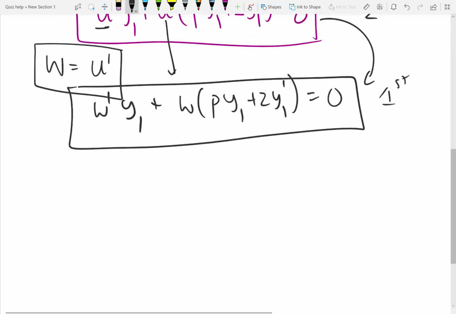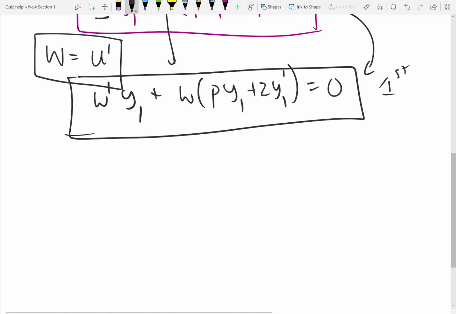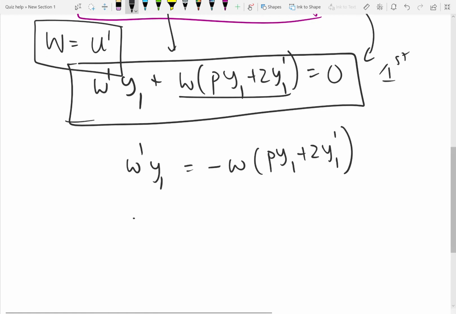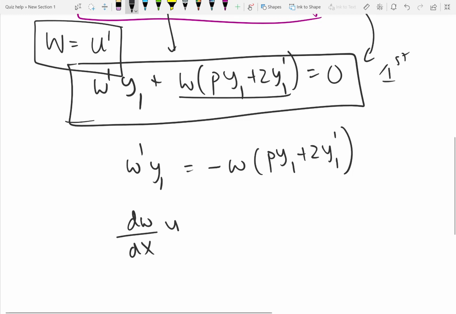Alright, in the notes I have solved this first order differential equation with the integrating factor method, but here I'm going to use the separation of variables method, so you can see both ways. I highly recommend you read the notes as well. So we have w prime y1. Let's take this term to the right hand side: negative w p y1 minus 2 y1 prime. Well, w prime is actually dw over dx, so dw over dx times y1 equals negative w p y1 minus 2 y1 prime.